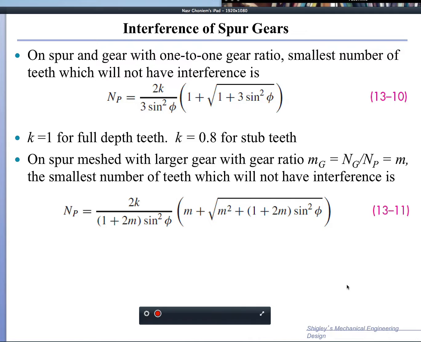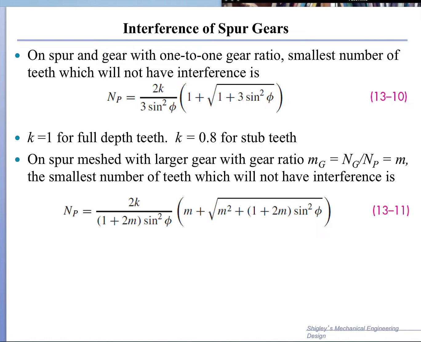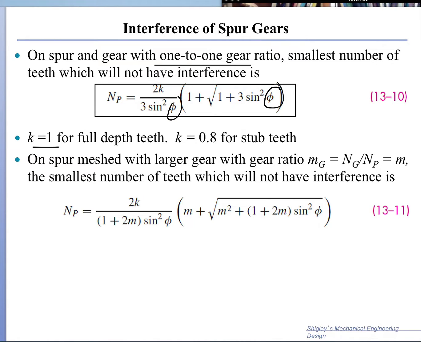From geometry, it can be shown that the pinion would have a minimum number of teeth required if the pinion is driving a 1-to-1 gear ratio. The minimum number of teeth required is given by this equation, and it depends obviously on the pressure angle phi in here, and K is equal to 1 for full depth and equal to 0.8 for stub teeth.